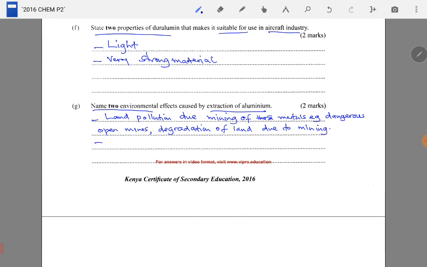Also, because here there is also production of a lot of carbon dioxide, it causes global warming, pollution effects brought about by emission of carbon dioxide, leading to global warming.